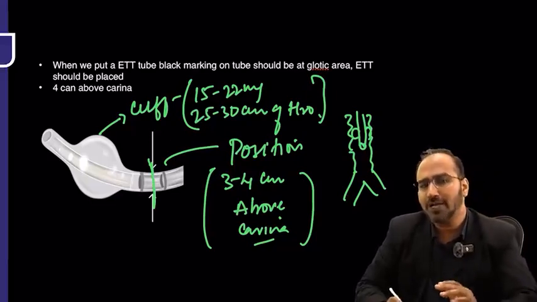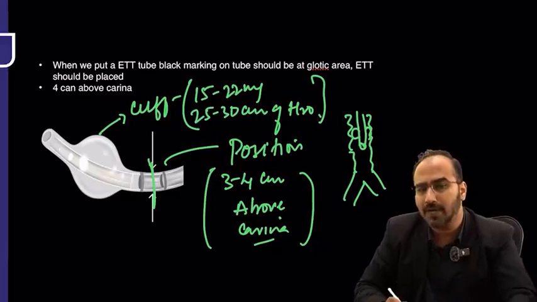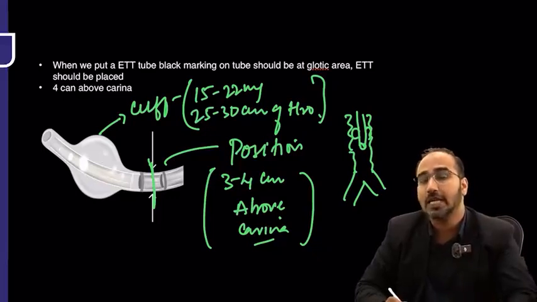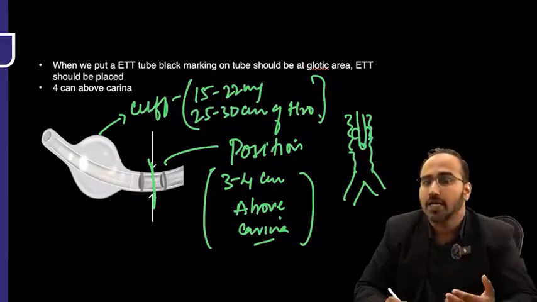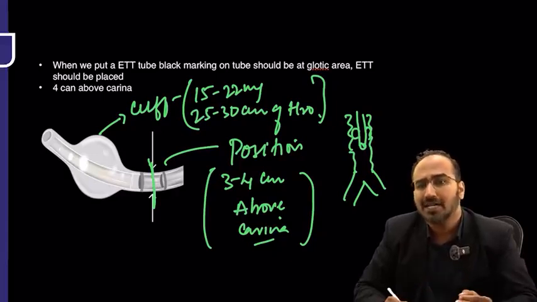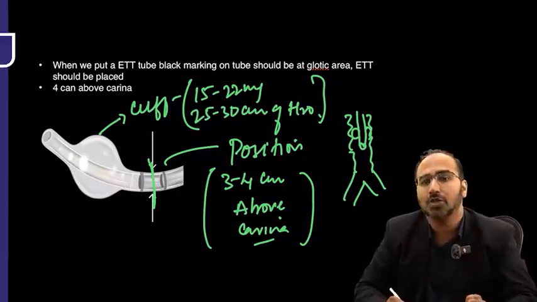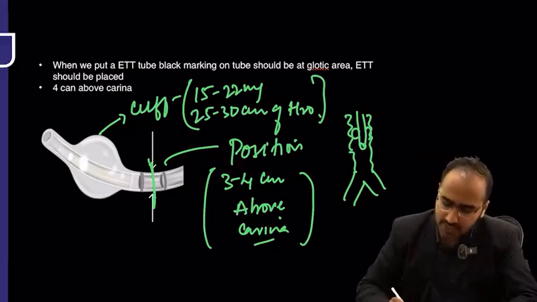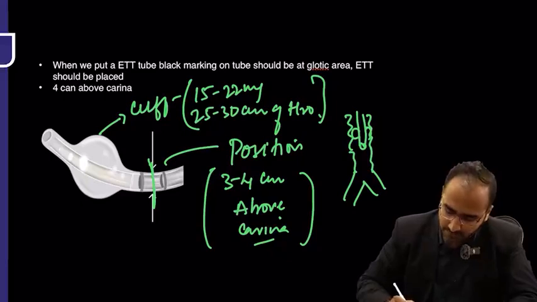Now, once you have intubated the person, how will you confirm whether you are in the trachea or not? The bedside tests are auscultation and the like. But the best test to confirm endotracheal intubation is the capnograph.